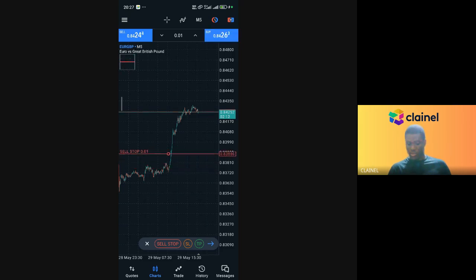Now you can set where we want the market to buy, or where we want the market to sell. You can say we want the market to sell here. Sell means you are saying the market is going to go down, and buy means you are saying the market is going to go up. So now this is buy stop. Buy stop means that you are saying the market is going to go up. But now we want sell stop. Sorry about that.